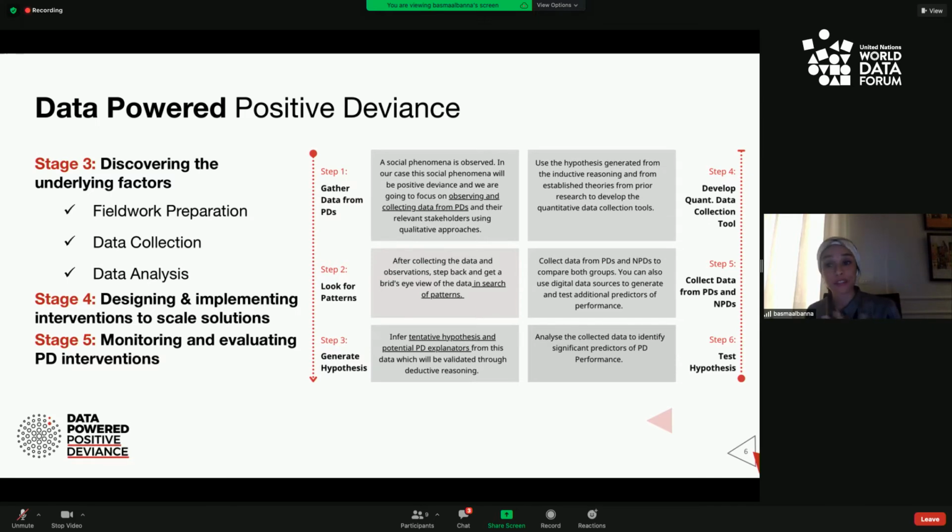After identifying those significant predictors, they then could inform the design of either community interventions or policy interventions. So if they are at the individual level, like individual practices and strategies, then a community intervention will be suited. But if they are factors like policies or some governance schemes, that's when we can actually consider doing a policy intervention. After doing that, in stage 5, using the same digital performance measure that we used to identify the positive deviants, it would be possible to monitor and evaluate those interventions.